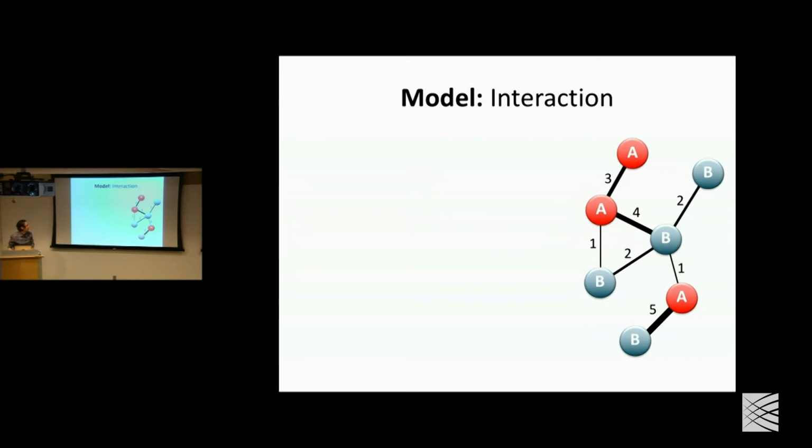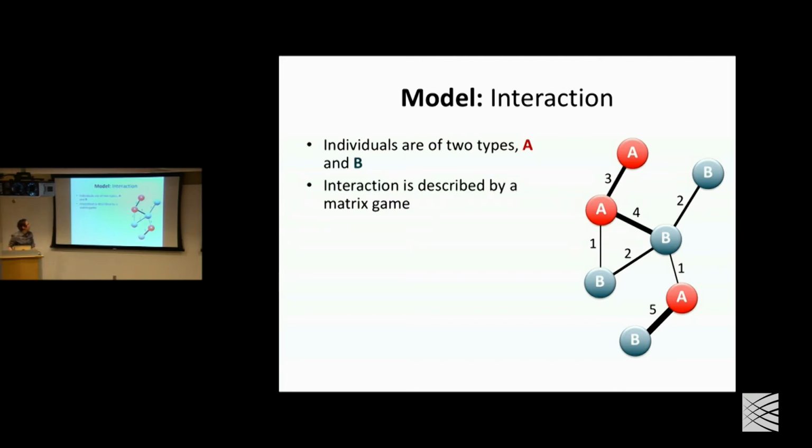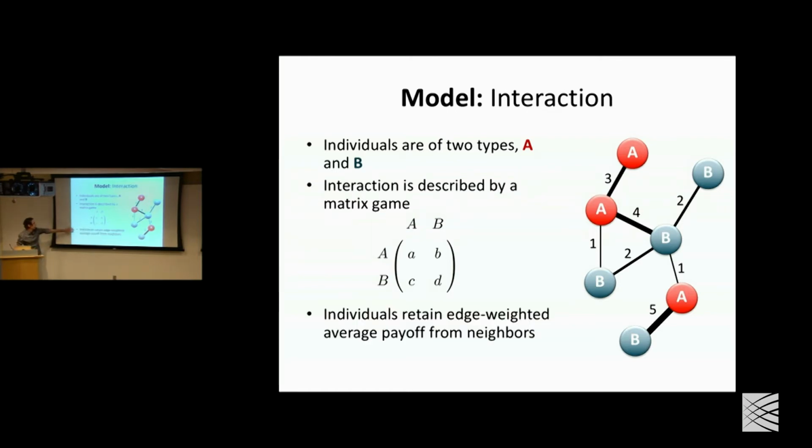Okay, so in a given population state, we have individuals that can be of types A or B, and they're going to interact with each other. Their interactions are described by a 2x2 matrix game, as we said before. And every individual retains a certain payoff after game interaction. That's going to be the edge-weighted average of the payoffs they get from each neighbor.